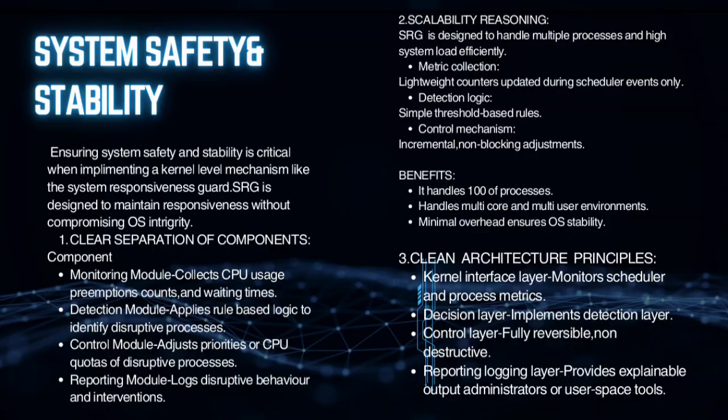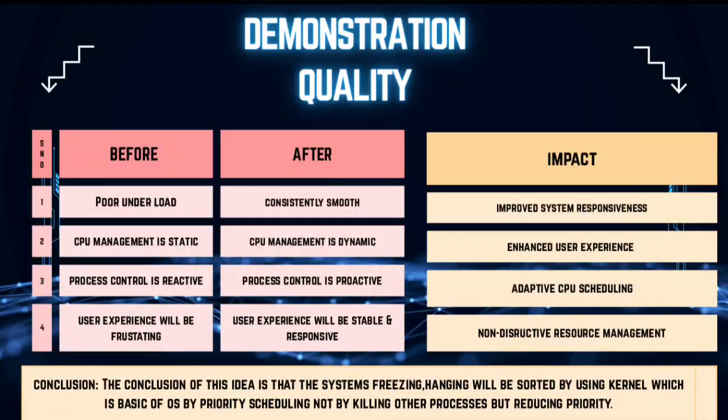And finally, its demonstration quality: before and after, and the impact. The impact here is improved system responsiveness, enhanced user experience, adaptive CPU scheduling, and non-destructive resource management. The conclusion of this idea is that system freezing and hanging will be sorted by using the kernel, which is a basic part of the OS, through priority scheduling, not by killing other processes but by reducing their priority. Thank you.